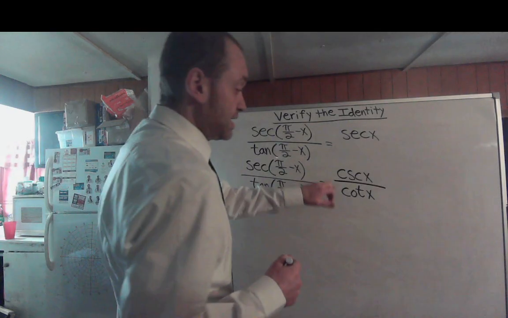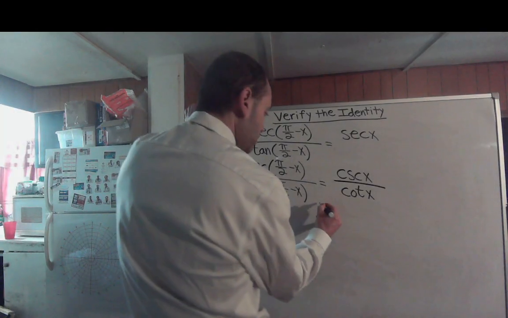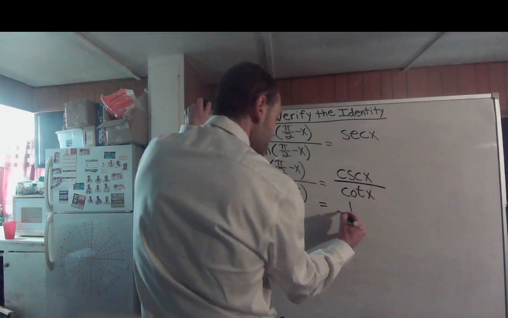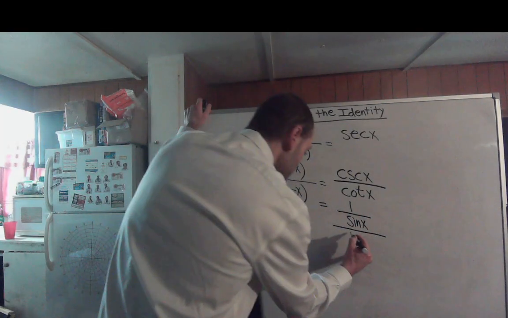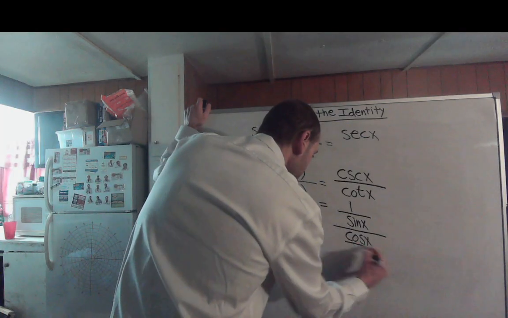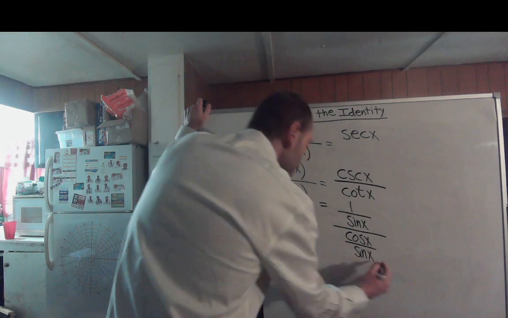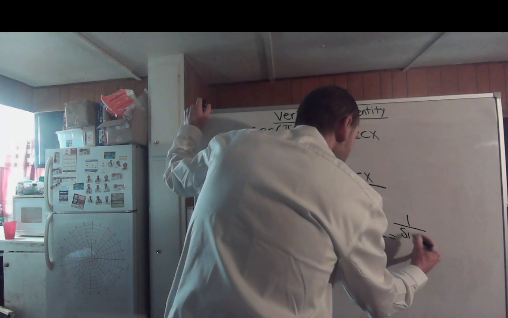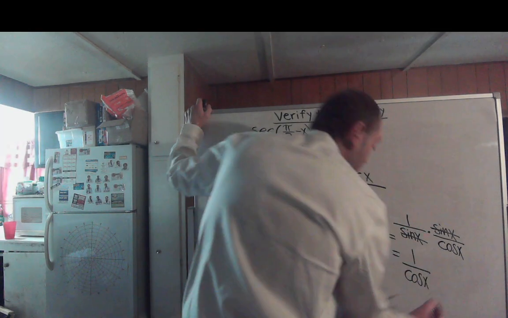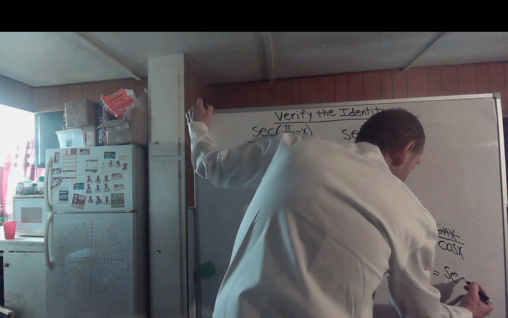Now in both numerator and denominator, we need to use our reciprocal identities. Cosecant is 1 over sine of x divided by your cotangent, which is going to be cosine of x over the sine of x. And since you have a complex fraction, you're just going to invert and multiply. So this would turn into 1 over the sine of x times the sine of x over the cosine of x. Well, your sines will cancel out. This would simplify into 1 over the cosine of x, which we know to be the secant of x.